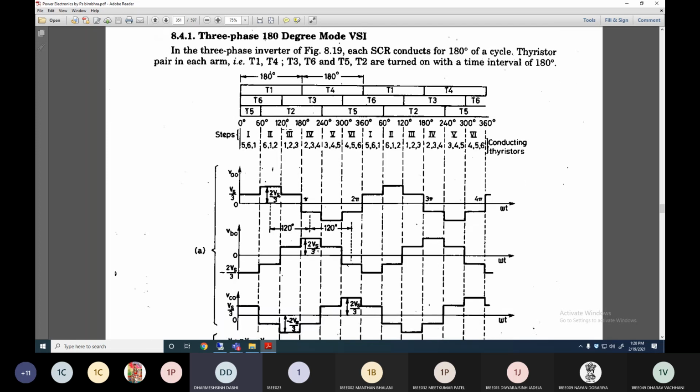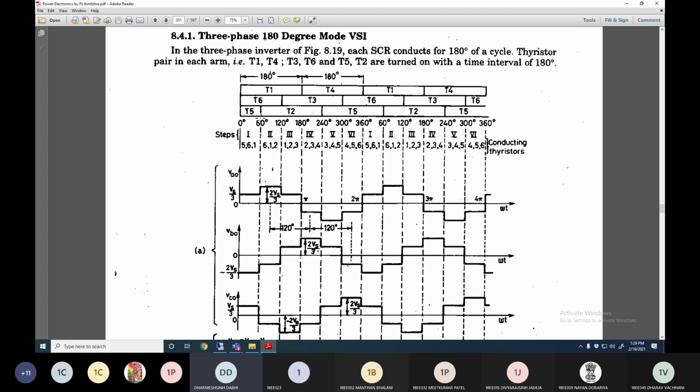Can you see the screen? Yes, sir. Now you can see that T5, it means switch number 5, is on at 240 degree here. Clear? Just after turning off of T2. So from 240 to 360, it is conducting in this cycle. Clear? And the rest of the 60 degree interval is conducting in the next cycle. So you can see that at the initial period 0 to 60 degree, your T5 is also conducting.